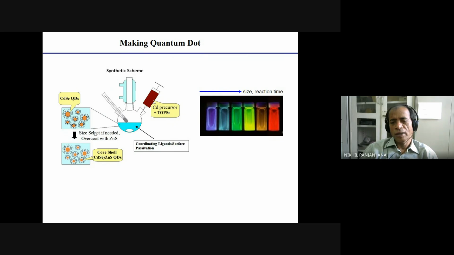You can stop the reaction at, let's say, 30 seconds, 60 seconds, 1 minute, 2 minutes, and depending on reaction time you can get different particles, 1 nanometer, 2 nanometer, 5 nanometer. And these particles are fluorescent semiconductors. Once you synthesize this cadmium selenide, you have to coat it with a shell of zinc sulfide so that the fluorescence is stable.